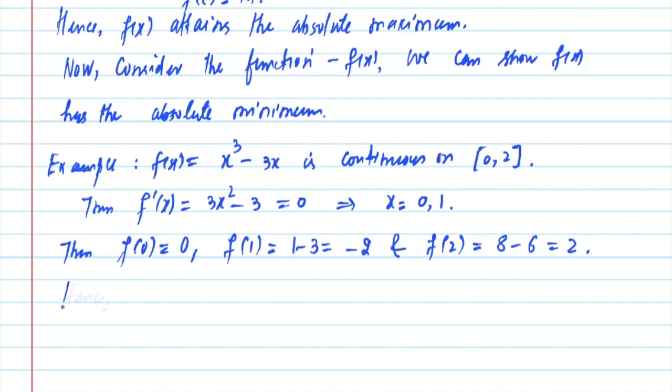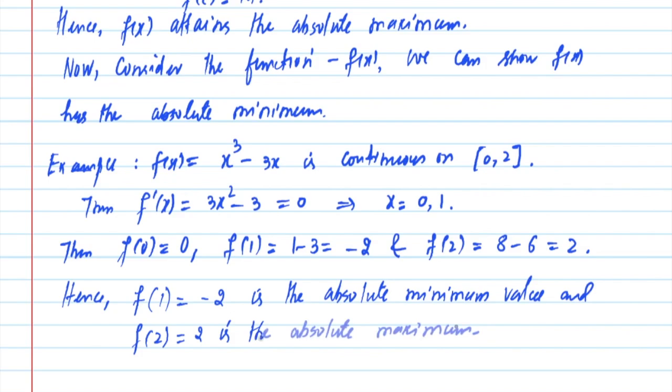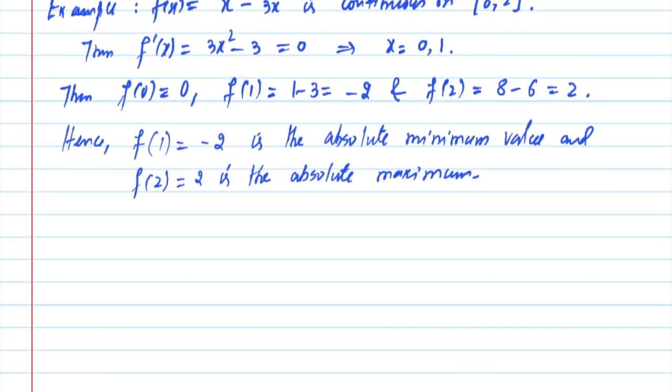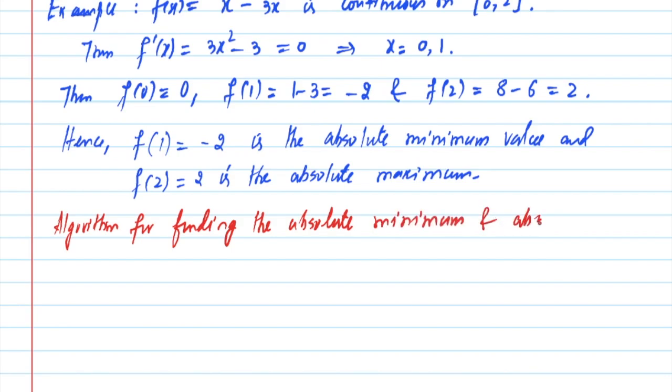So hence this f of 1, which is equal to minus 2, is the absolute minimum, and f of 2, which is equal to 2, is the absolute maximum. So now here we shall mention the rule that we have used here to find this absolute maximum or the absolute minimum. So this is the algorithm for finding the extreme values, for finding the absolute minimum and absolute maximum values.